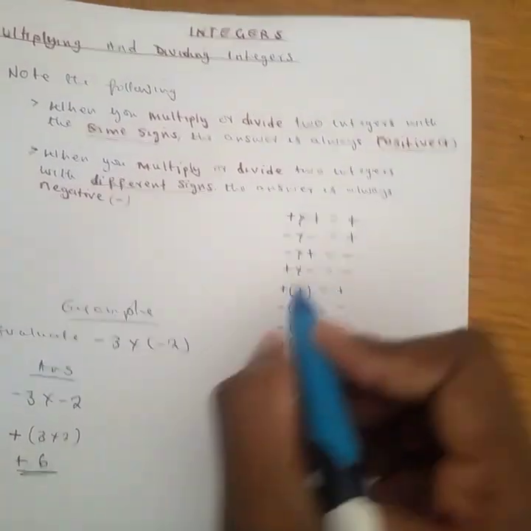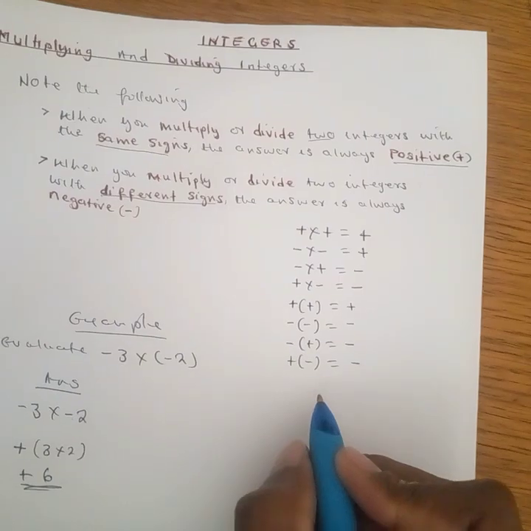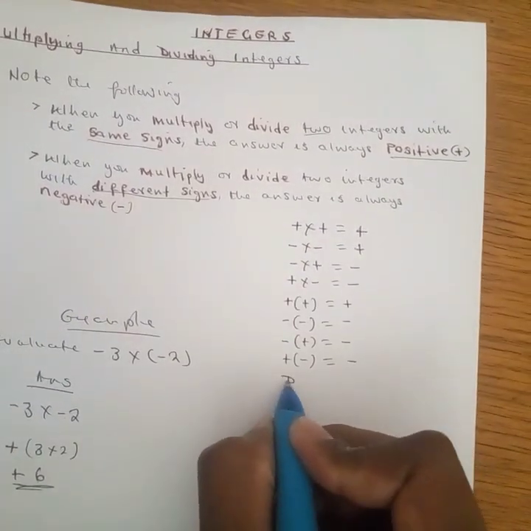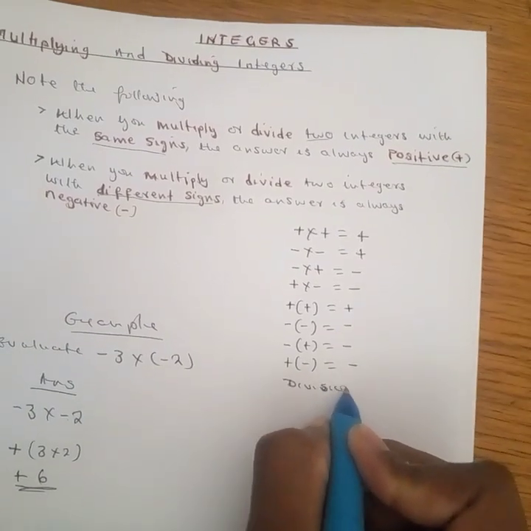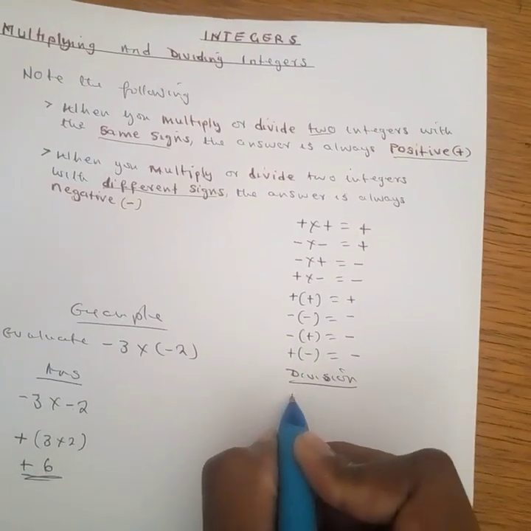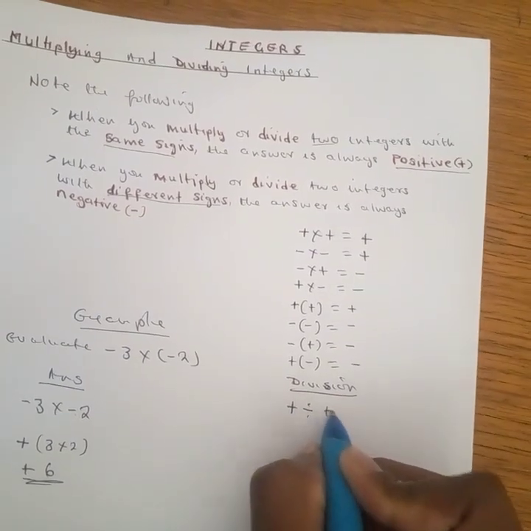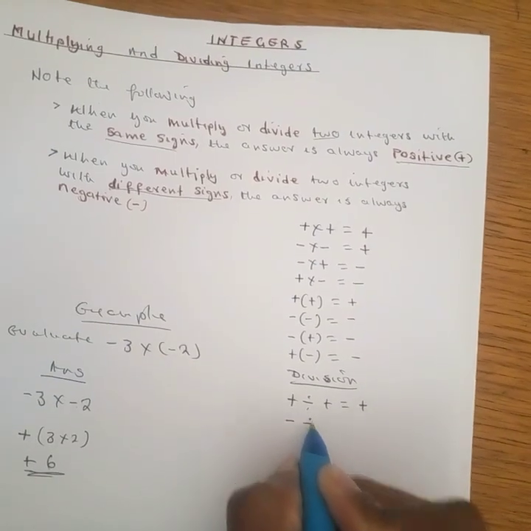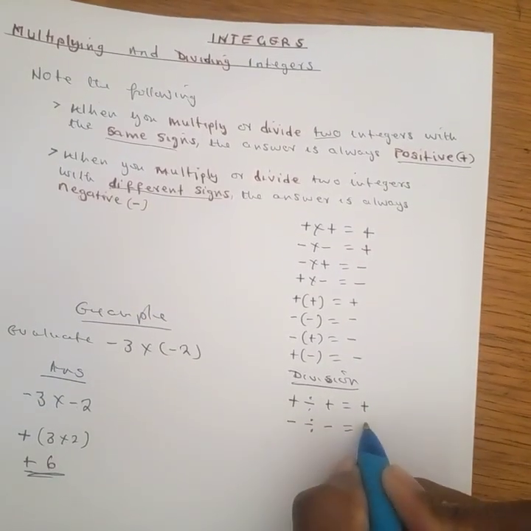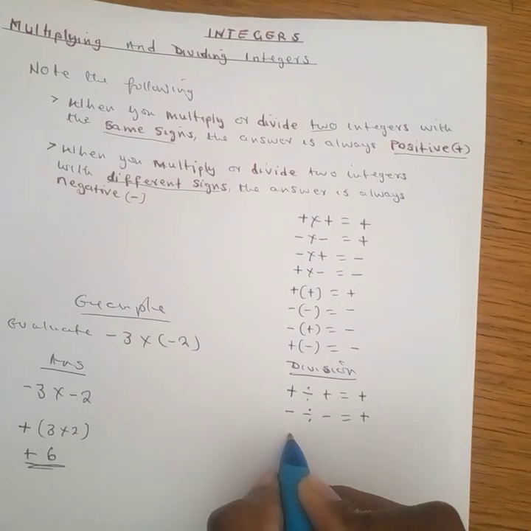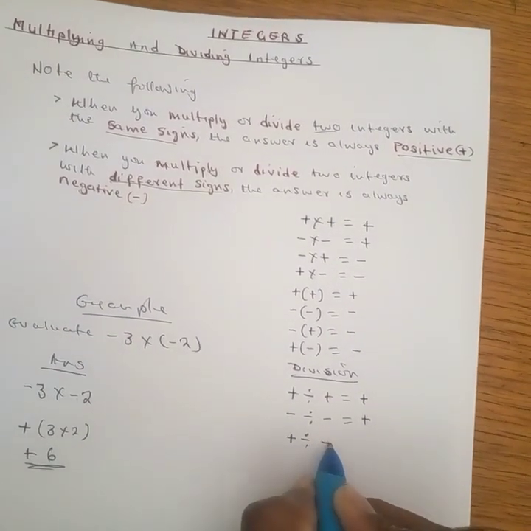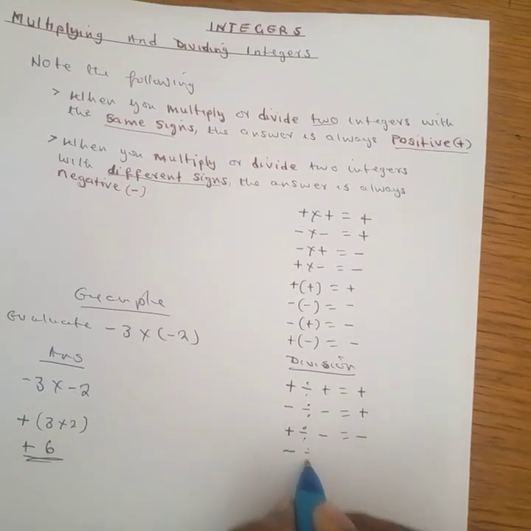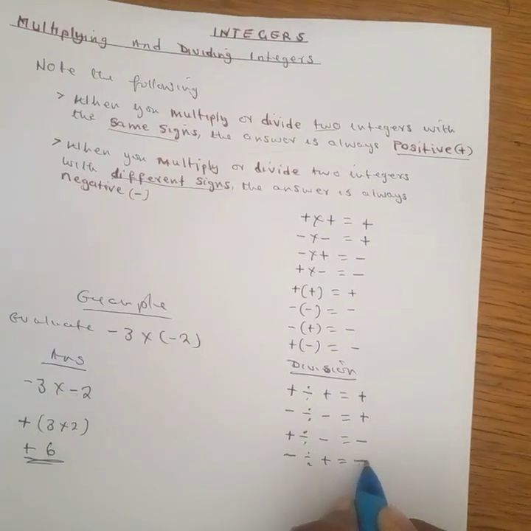Now this is just about multiplication. What about division? It is the same as multiplication. When we talk of division, we are also doing the same. Positive divide by positive, the answer is always positive. Negative divide by negative, the answer is always positive. Positive divide by negative, the answer is always negative. Then negative divide by positive, the answer is always negative.